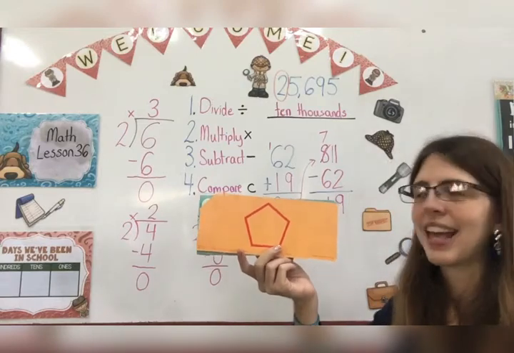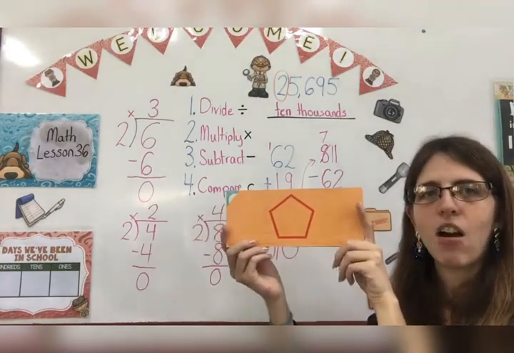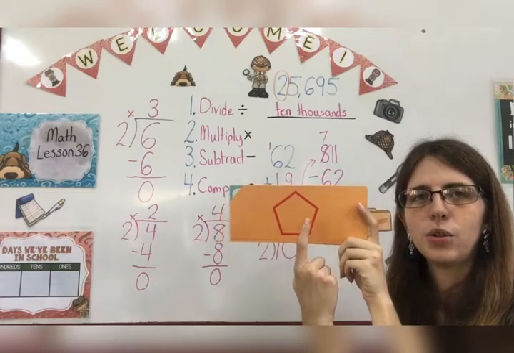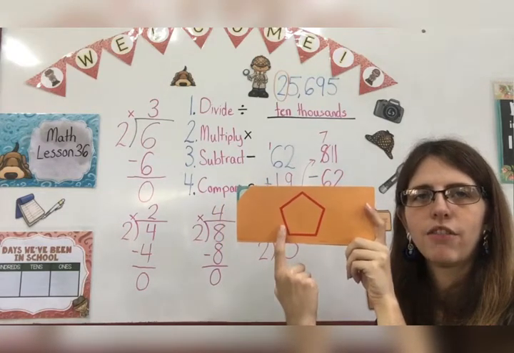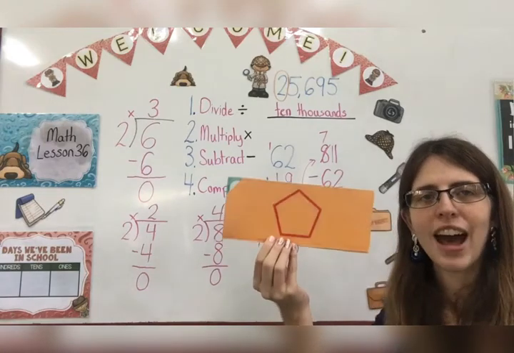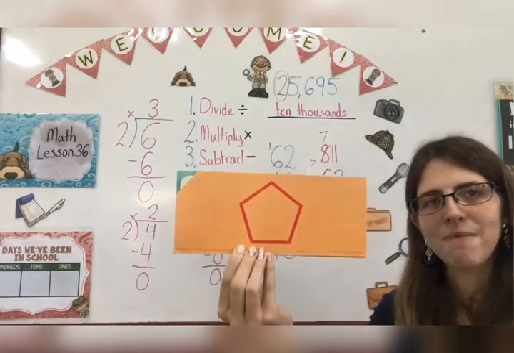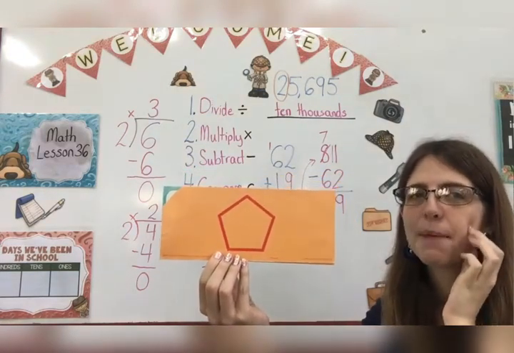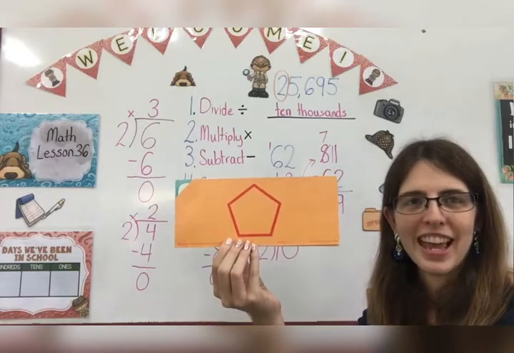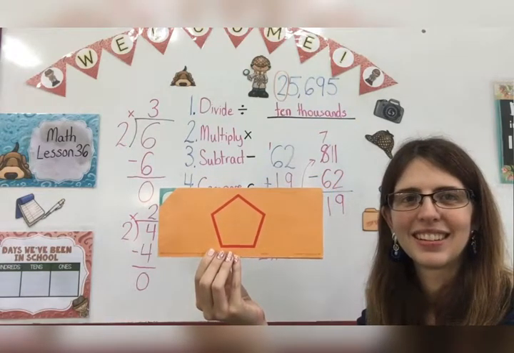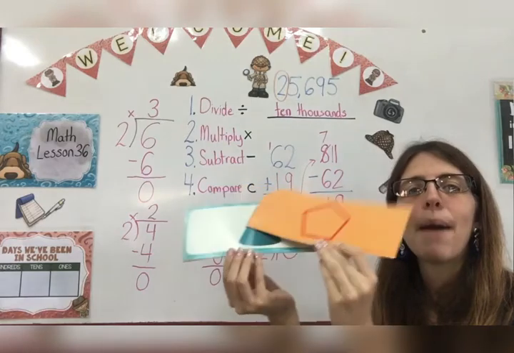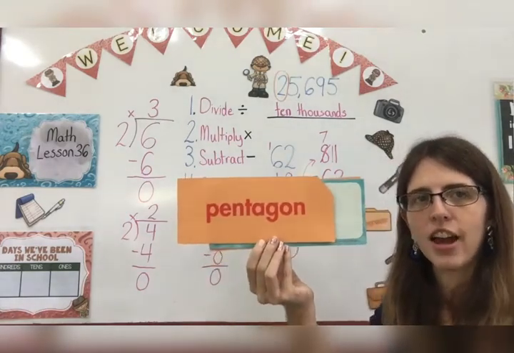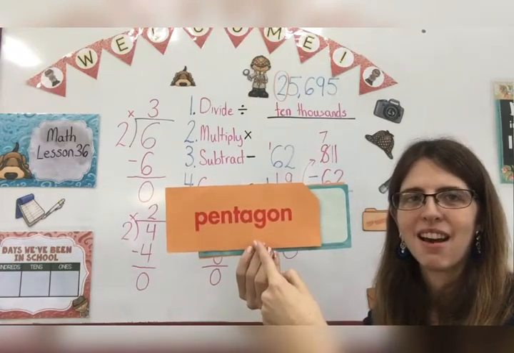Letter D says hexagon. Let's count the sides to this shape together. 1, 2, 3, 4, 5. When a shape has 5 sides, is it a hexagon? No, it's not. What shape is it, Ariel? It's a pentagon. So cross out hexagon and write pentagon.